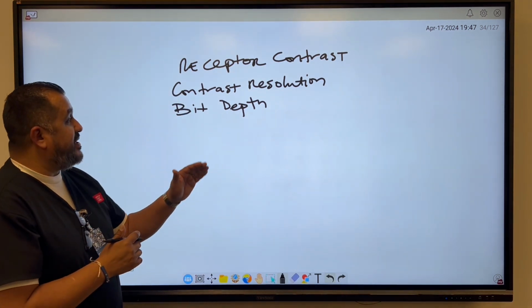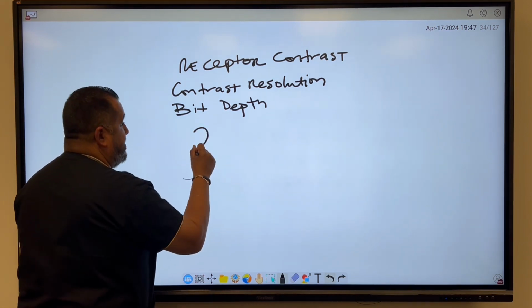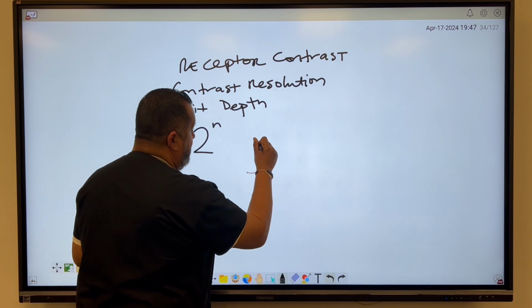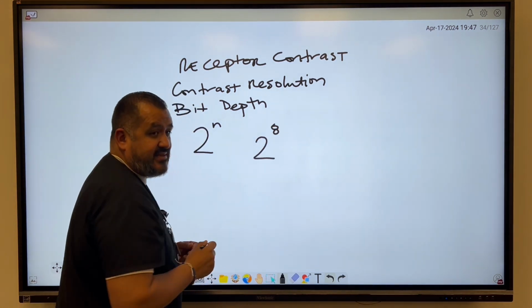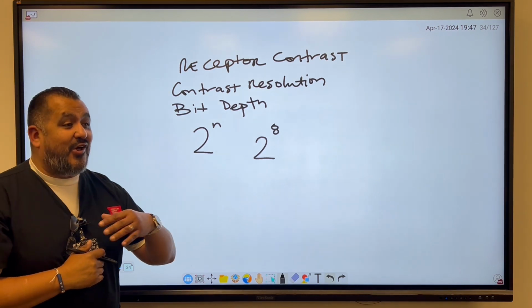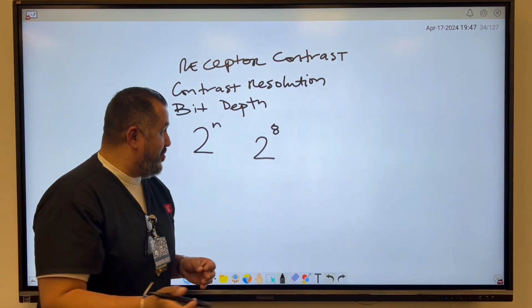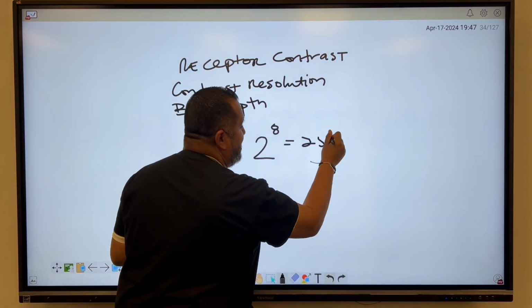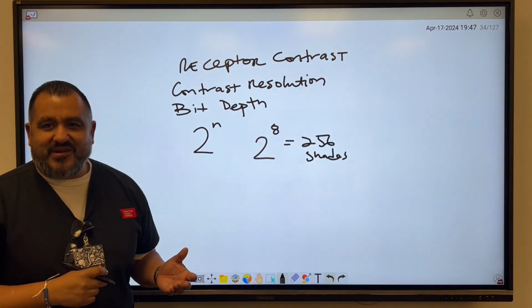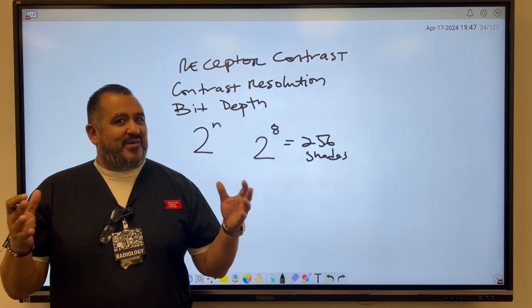So when it comes to bit depth, there's a formula. And it's 2 to the bit depth. So if you have, for example, 2 to the 8 bits, right? This is what you're going to see. And for the longest time, I didn't understand it. I just kind of memorized, right? That it was 256 shades of gray that you're going to see. And I didn't really understand it, right? And then I started teaching, and, oh my God, it makes sense, right?